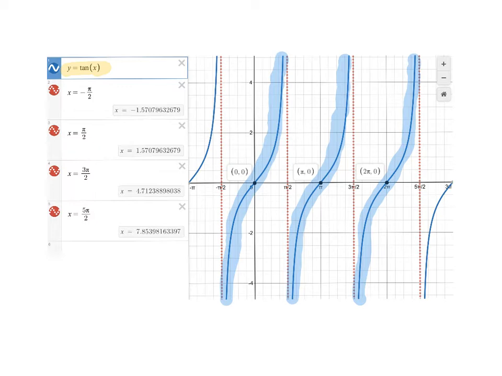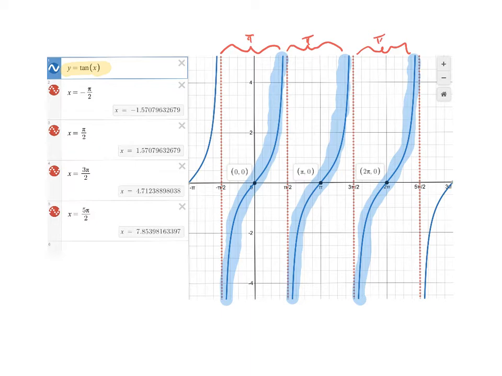So if you've studied y equals sine of x or y equals cosine of x, you probably know that the period of those functions is 2 pi. But the period for this tangent function is pi.